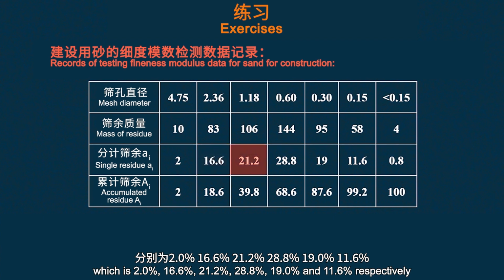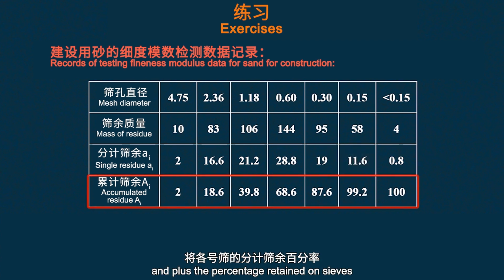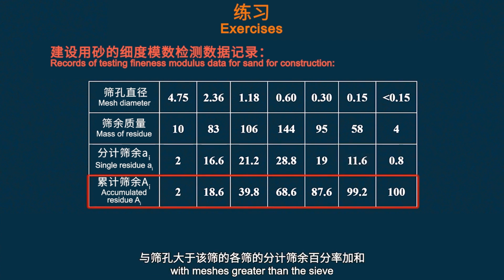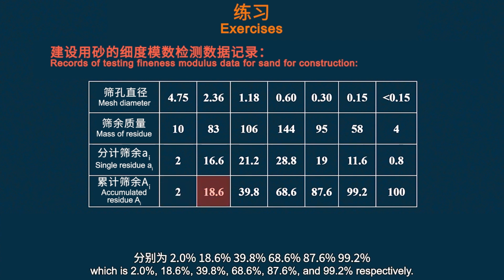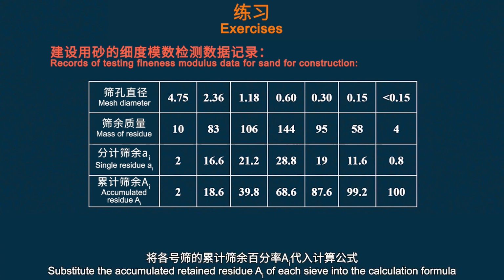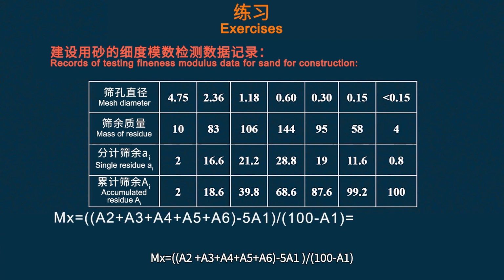16.6%, 21.2%, 28.8%, 19.0%, and 11.6% respectively, and plus the percentage retained on sieves with meshes greater than the sieve, to obtain the accumulated retained percentage A i on each sieve, which is 2.0%, 18.6%, 39.8%, 68.6%, 87.6%, and 99.2% respectively.